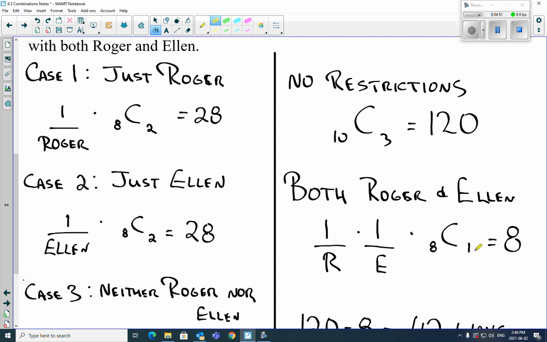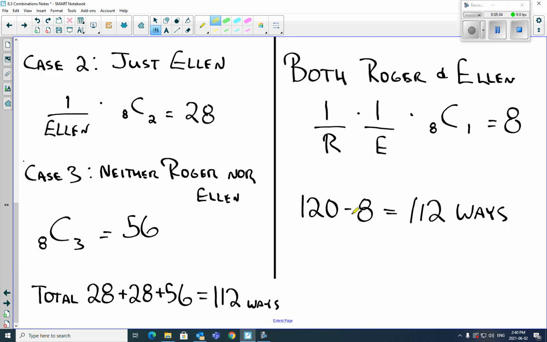Choose 1 for Roger, 1 for Ellen. The other spots, there'd be 8 left over, and we choose 1, we get 8. Okay, now, but look, here's what we got. We got 120 for no restrictions. Both Ellen and Roger, which we don't want, is 8. So in that case, we don't add, we can subtract. And if you notice, we end up with the exact same answer.